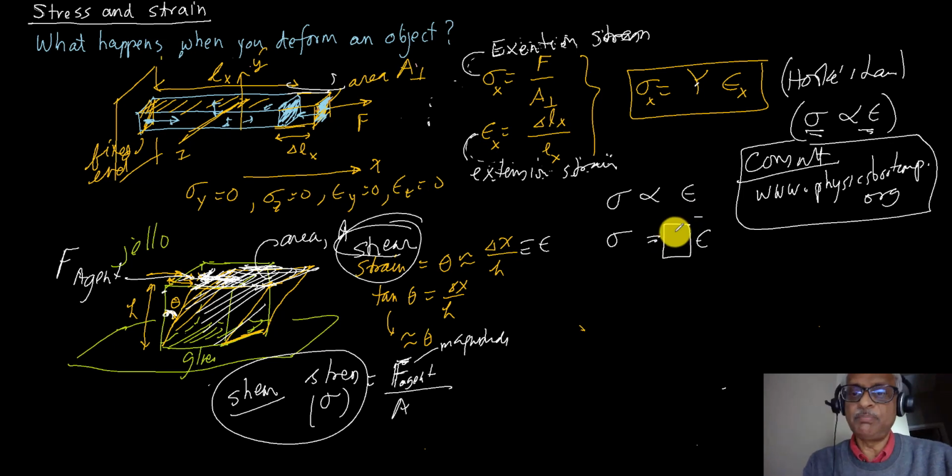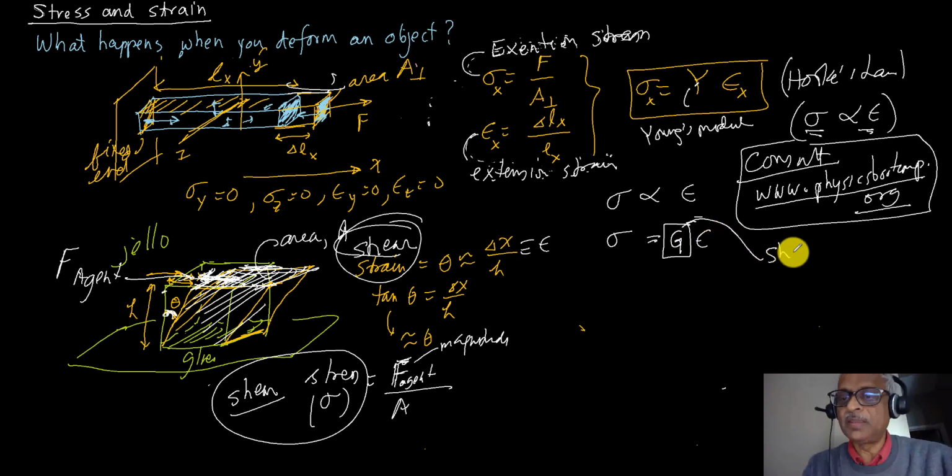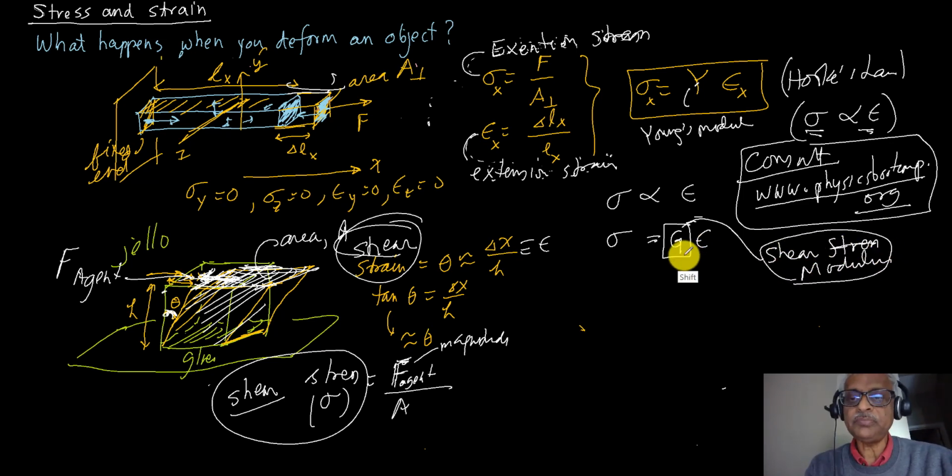We use a different symbol here, and to be consistent with the website, I'll use the letter G for it. And so this is the Young's modulus, and this will be called shear stress modulus, or simply shear modulus. This is usually less than that for the same material.